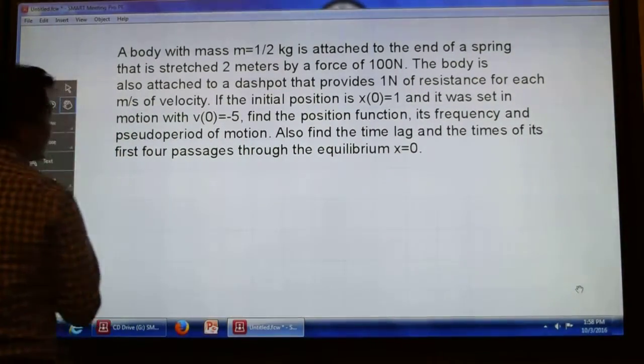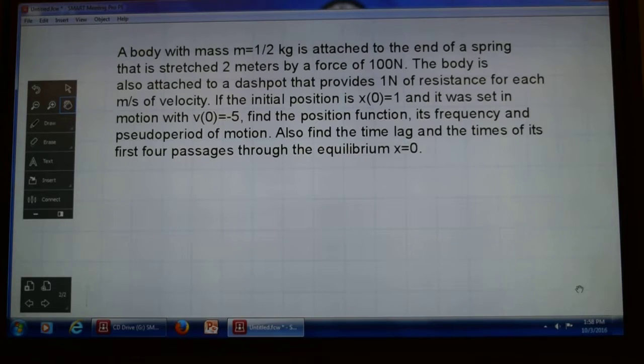Again, here's a mechanical motion question. A body with mass half a kilogram is attached to the end of a string that is stretched 2 meters by the force of 100 newtons. The body is also attached to a dashpot that provides 1 newton of resistance for each meter per second of velocity. If the initial position is 1 meter and the initial velocity is negative 5 meters per second, find the position function, its frequency, and pseudo period of the motion.